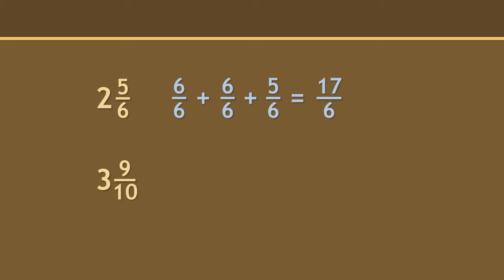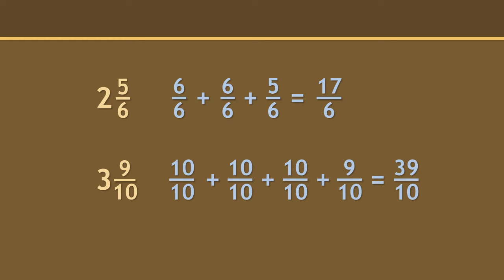Now for 3 and 9/10, we're going to rename 3 as 10/10. We're going to do that 3 times. Then we're going to add our 9/10. When we add those numerators all together, we get 39, and our denominator is 10. So this is how we turn a mixed number into an improper fraction.